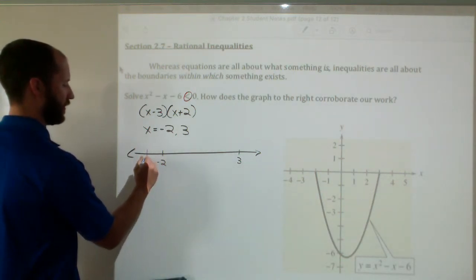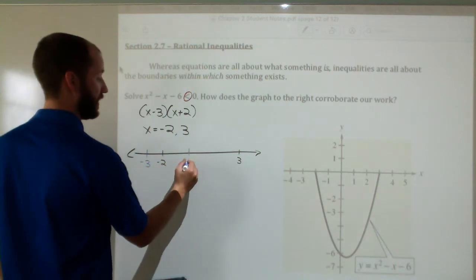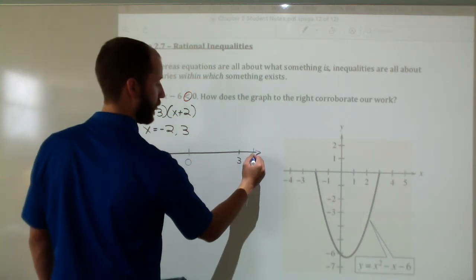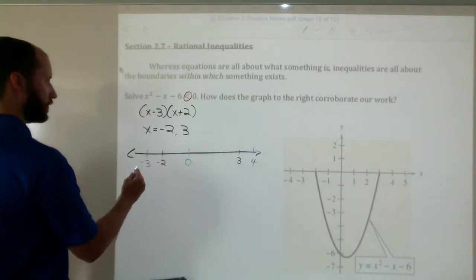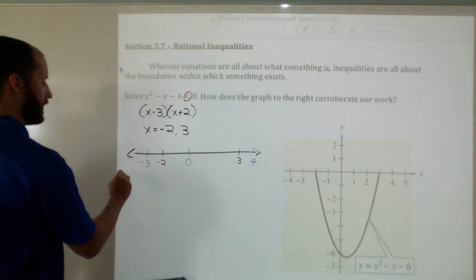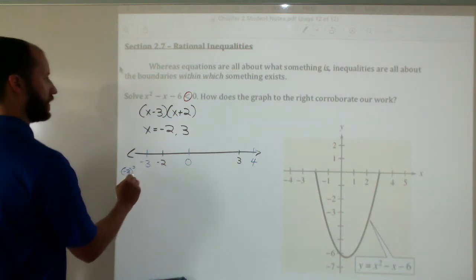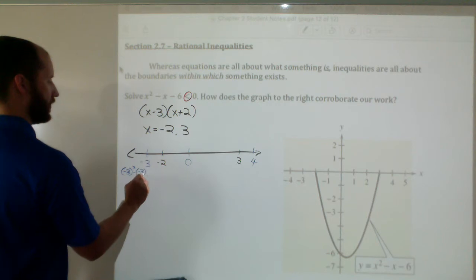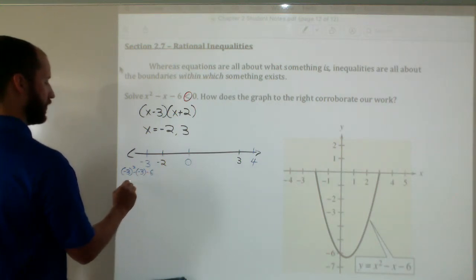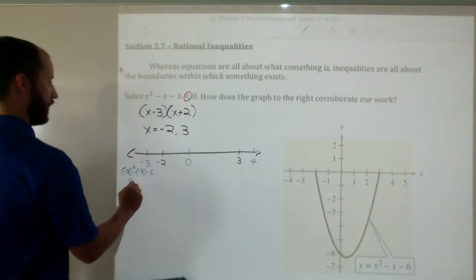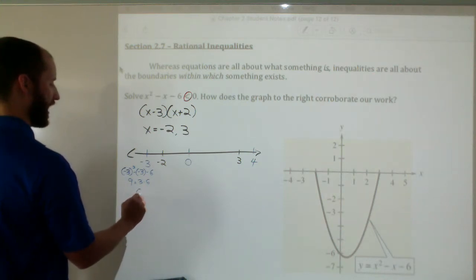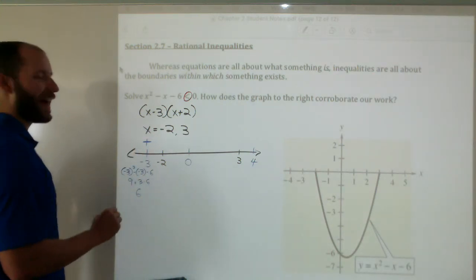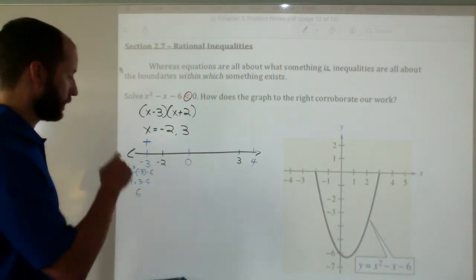Let's work with negative 3. Let's work with 0, that's an easy number to work with. And let's work with 4. Let's see what we get. So if we plug negative 3 in, negative 3 squared minus negative 3 minus 6, so we have 9 plus 3 minus 6. So we end up with positive 6. So the function is positive to the left of negative 2.